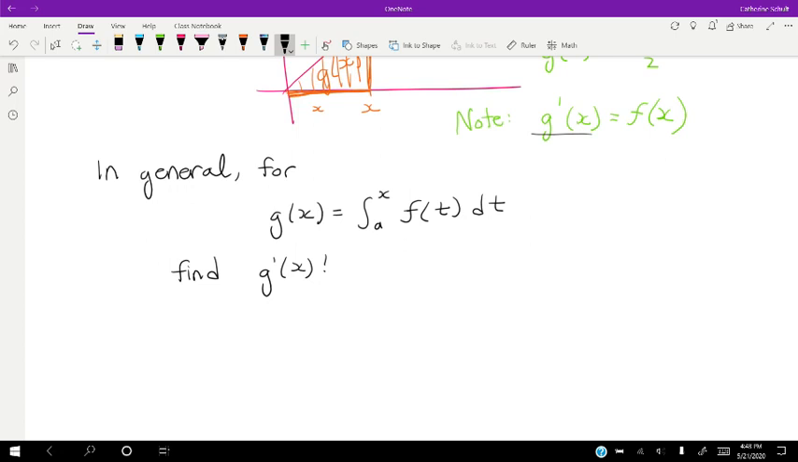Okay, and we're going to do this using the definition of the derivative. Do you remember, the limit definition of the derivative? So going all the way back to chapter 2. Again, fundamental theorem of calculus, it's bringing everything together. That's why it's fundamental.